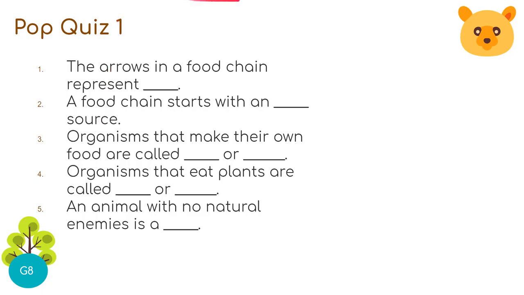So let's try to answer this pop quiz. Very easy. So the arrows in a food chain represent the flow of energy. A food chain starts with an energy source. And most of the time, almost all of the time, it's the sun. Sun is the start or the energy source in almost all food chains.